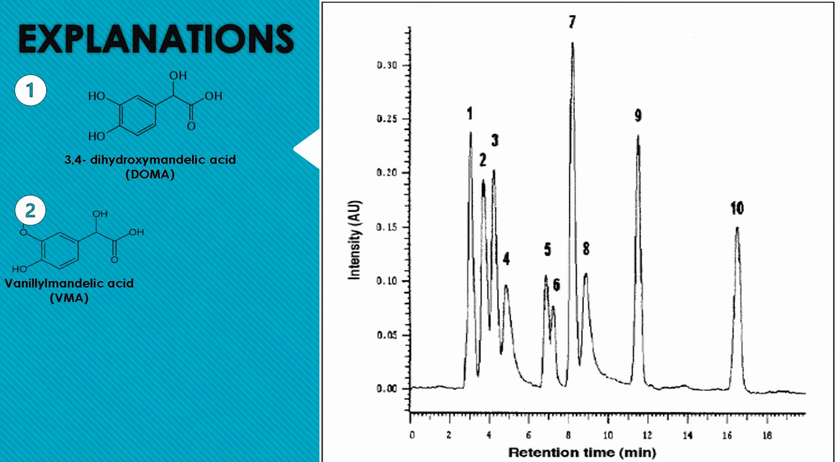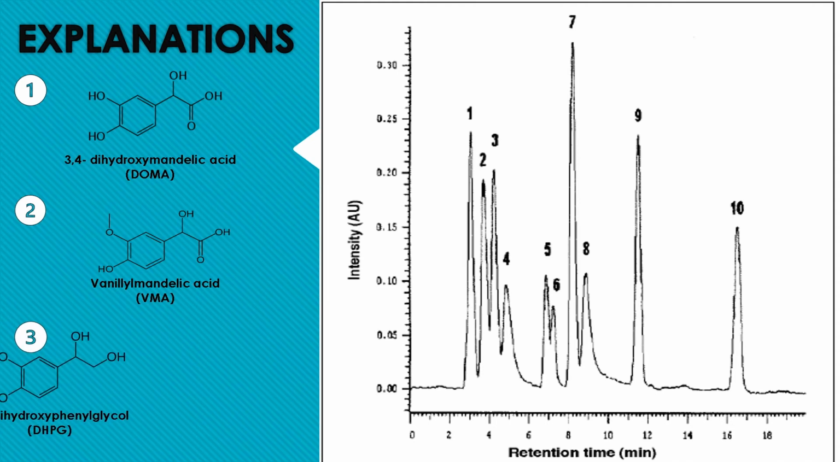Vanillyl mandelic acid or VMA is the second compound to be eluted. This compound has an almost similar structure to DOMA, where they have the same functional groups, which are carboxyl group and hydroxyl group. But the presence of an ether group in VMA, which is less polar than a hydroxyl group, reduces the polarity of this compound and results in it interacting weakly with the mobile phase.